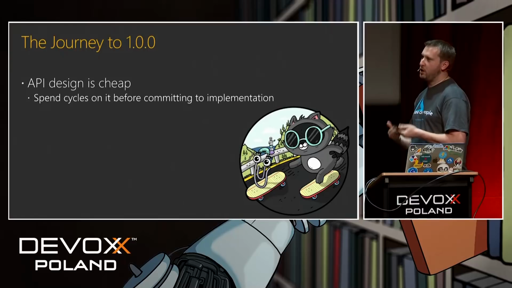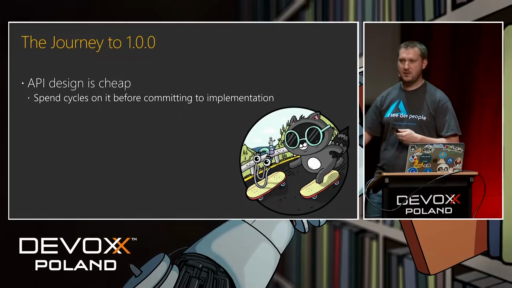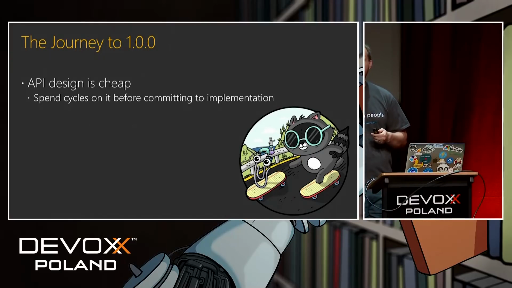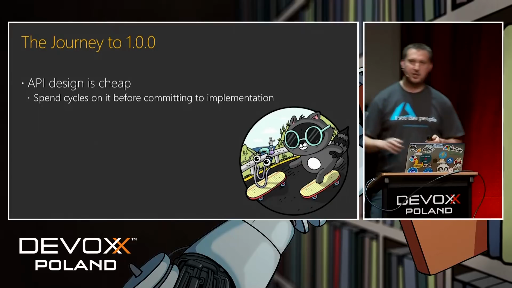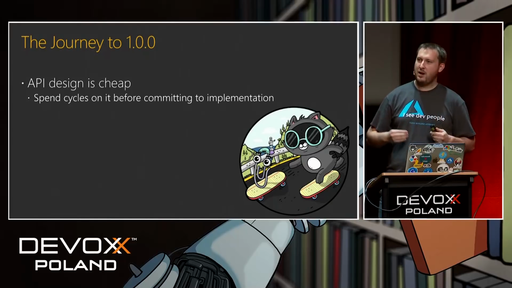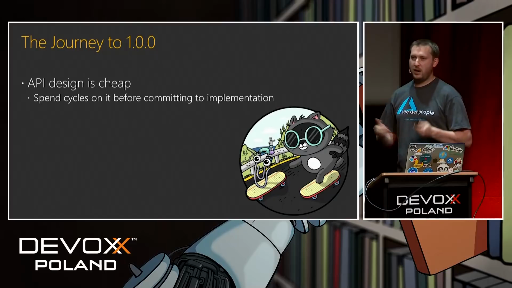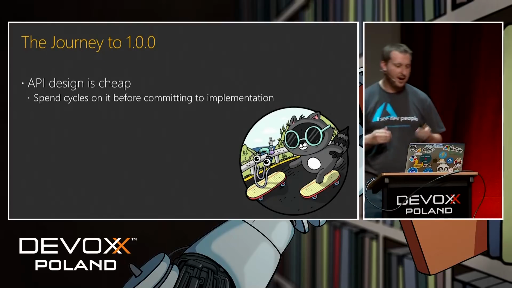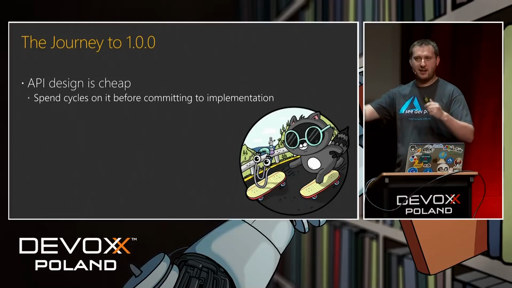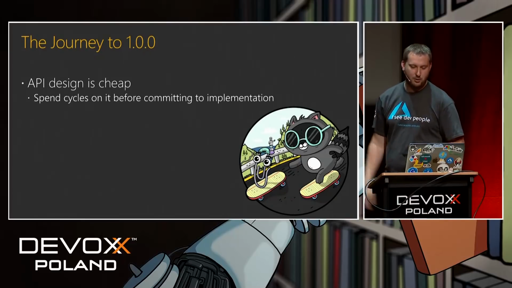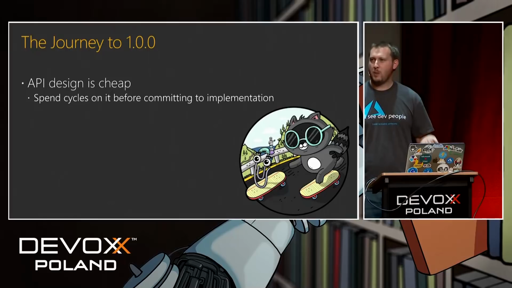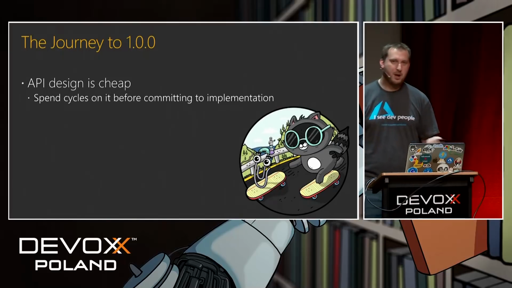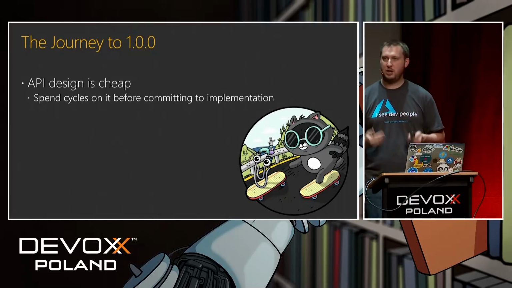So I like to talk about the journey to 1.0.0. That's when we say, we're locking down our API now. We're not going to make significant changes to it any longer. API design is incredibly cheap. Anyone can bring up IntelliJ or VS Code, if I'm talking for Microsoft, and write public class something, public methods, and all of a sudden you've got an API. Was that the right API? Maybe, maybe not. But we can iterate incredibly cheaply.